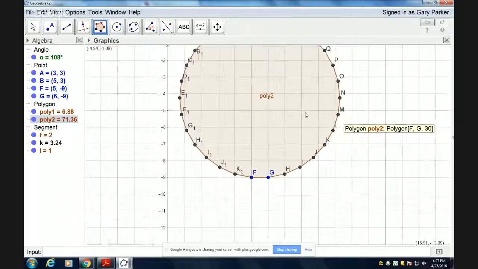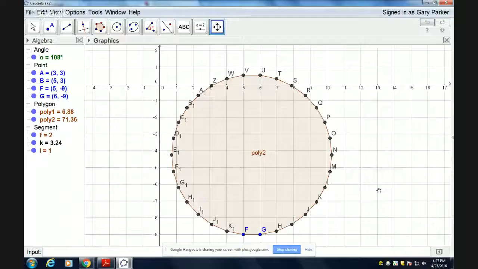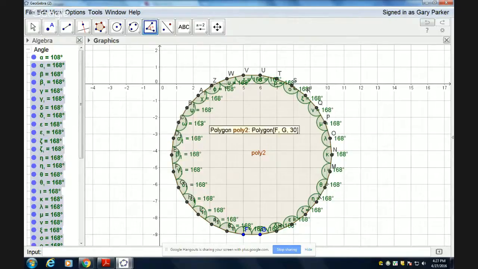It looks like a circle, right? It's not a circle though. And then I think I can use the angle tool and it will tell me that each of those angles is 168 degrees. Why 168? It turns out there's a reason for that madness.